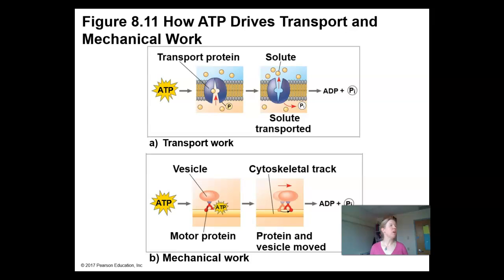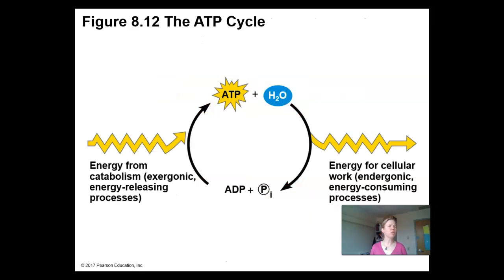Okay, and so here's our, this would be like a sodium potassium pump again, right? We can use ATP to change the shape of that protein. Here we see a motor protein walking along the cytoskeleton, dragging something with it, and we might use ATP to do that. If you look at the details of it, again, it is a hydrolysis reaction.